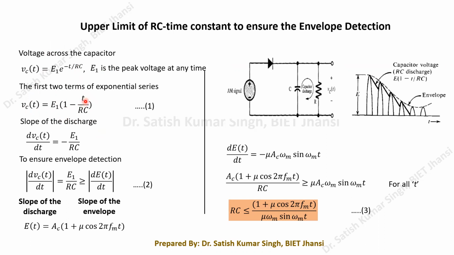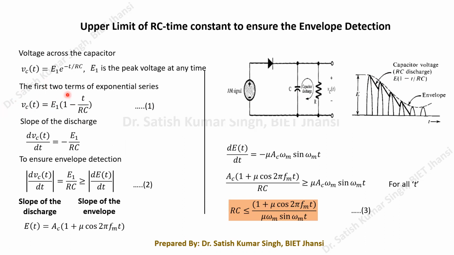Okay, 1 minus t upon RC, because here the x is nothing but your t upon RC. And we have just neglected all the higher order terms because RC is a very large value. So overall your t upon RC will become very small. So basically this discharge has been approximated as a linear discharge. The discharging of this capacitor will be represented by a linear equation.